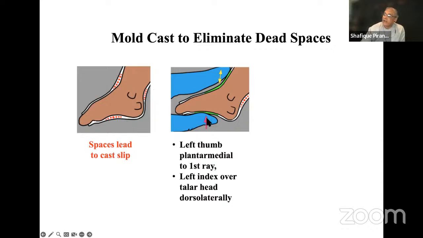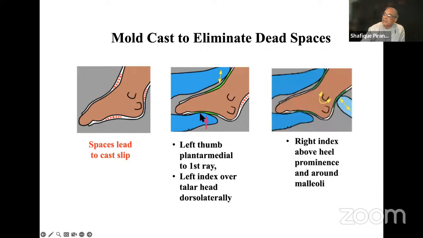So it's the left thumb that actually pushes up underneath the first ray to eliminate that dead space. And then the index finger of the left hand moves up and down. This thumb can stay where it needs to stay because there's padding there, so you don't need to move it too much. But this index finger needs to move up and down because you don't want to leave a dent on the anterolateral aspect of the talar head. And very often we see pressure sores in that area.